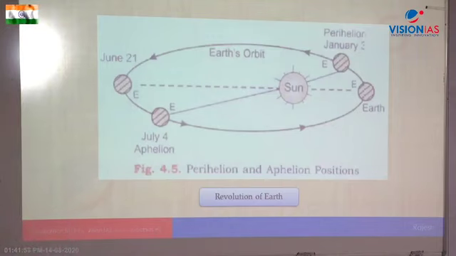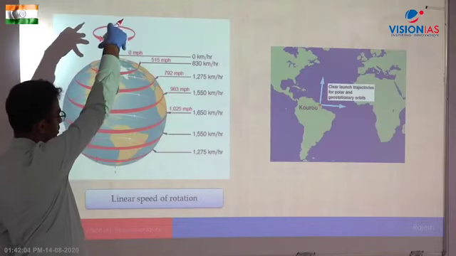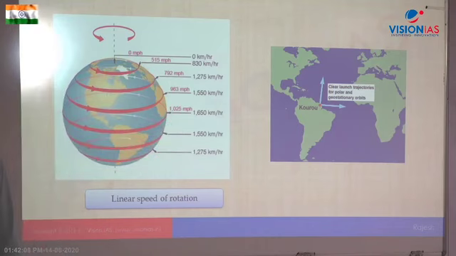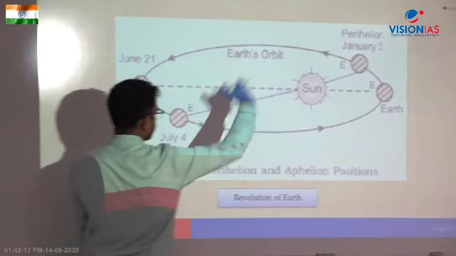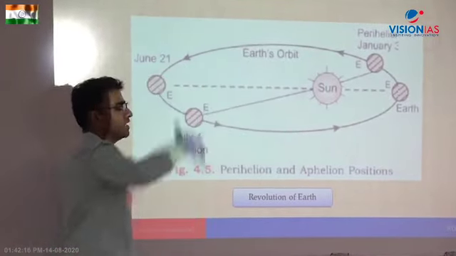And what is the direction of rotation? In the case of rotation, the direction is from west to east, or if you view from the north pole, we will see it as a counterclockwise direction. In the case of revolution, it's again west to east, or if you see from the Sun's north pole, we will see Earth revolving in a counterclockwise direction.